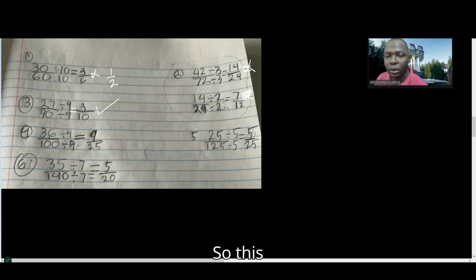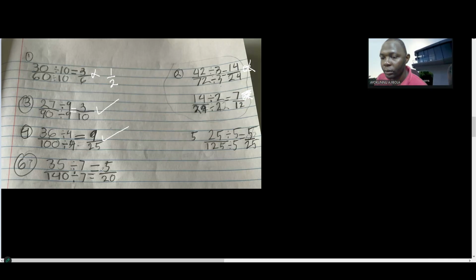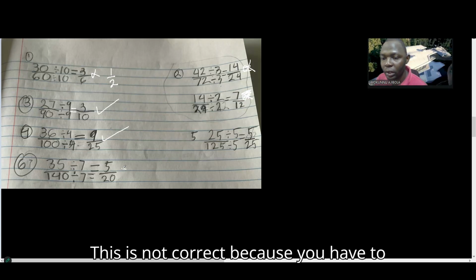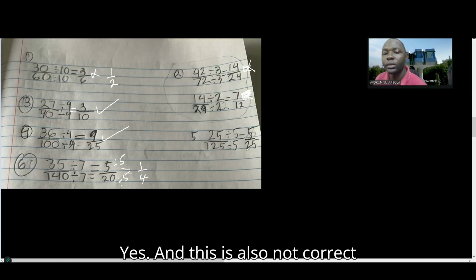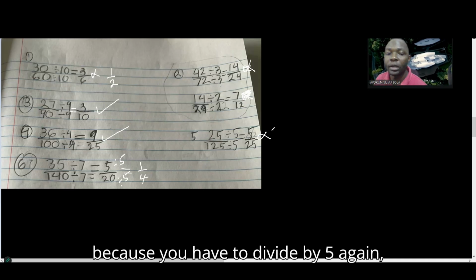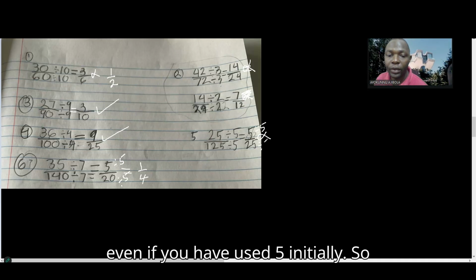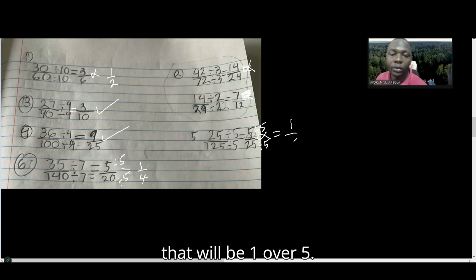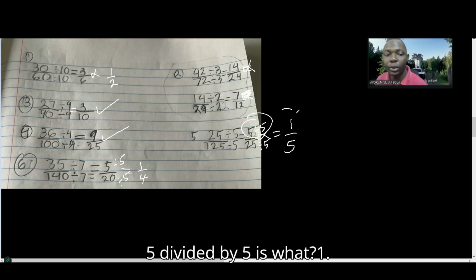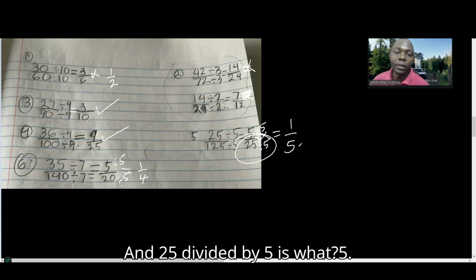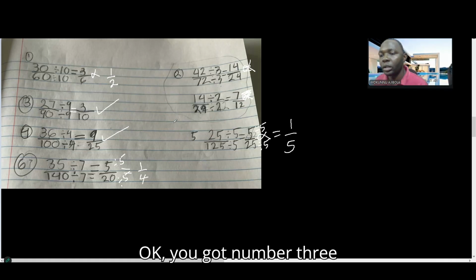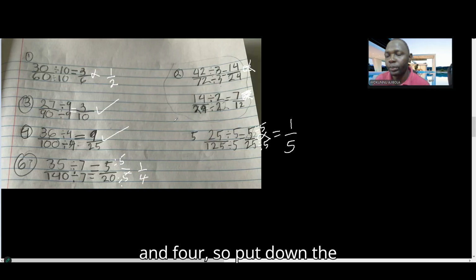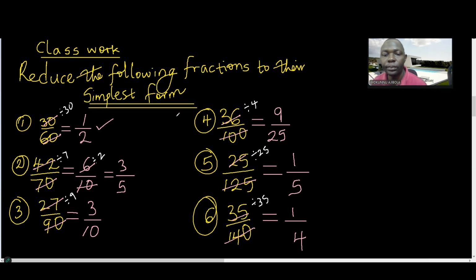So, this one is correct. This is not correct because you have to reduce it to 1 over 4. You have to divide by 5, right? And this is also not correct because you have to divide by 5 again, even if you have used 5 initially. So that will be 1 over 5. 5 divided by 5 is what? 1. And 25 divided by 5 is what? 5. Okay, you got number 3 and 4. So put down the correction to the remaining ones.